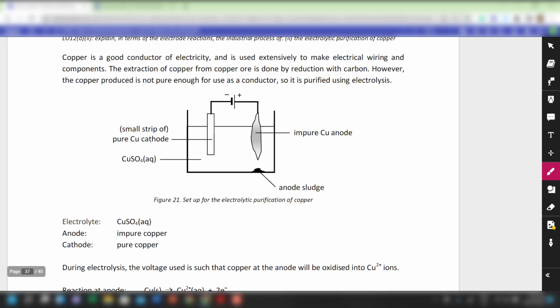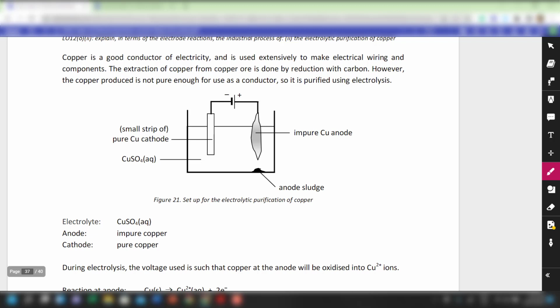No. If you look at the reduction potential values, any metal that is more reactive than copper will have a smaller tendency to be reduced because it will have a more negative reduction potential. So because of that, only copper 2 will be reduced at the cathode. So that is the general basis of electrolysis when we want to perform it for the purpose of purifying copper.